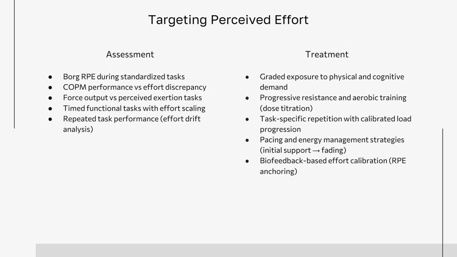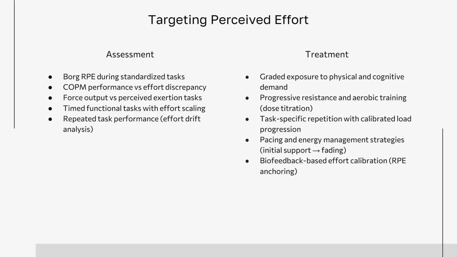Several ways of targeting perceived effort. The Borg RPE scale again. The COPM is one of my favorites because they rate it when they do it, and it keeps you focused on occupational performance at the same time. Force output versus perceived exertion tasks, which is kind of the same thing as the force matching with the hand dynamometer. Timed functional tasks with effort scaling, so doing functional ADLs, some type of occupation-based activity with a time crunch. Repeated task performance, where we're looking for consistency over those repeated tasks. When it comes to perceived effort, we're looking more for the consistency of effort necessary, and then later on we'll look for how well the task was actually completed as well.